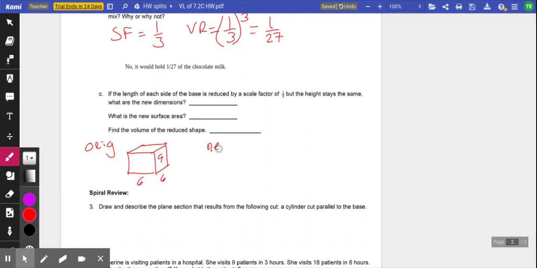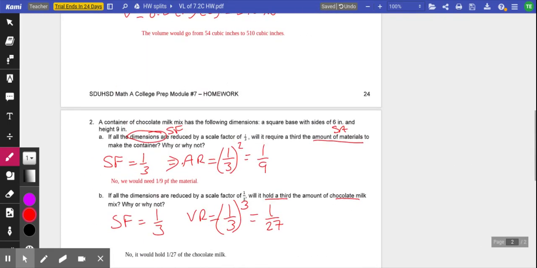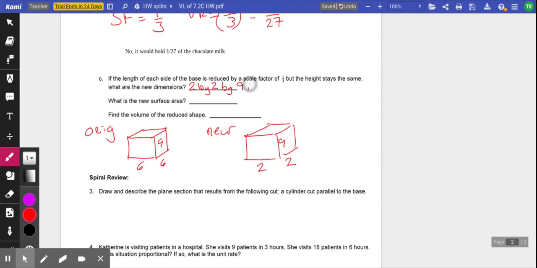And now my new shape, I still have a square or a rectangular prism. And it says the length of the base of each side would be reduced by a third. So 6 divided by 3 is 2. But the height will remain the same. So this is still going to be a 9. And now we have to figure it out. What are the new dimensions? Well, the dimensions are 2 by 2 by 9, as we just drew. 2 by 2 by 9. And I don't know which units we're in. We're in inches, so inches.